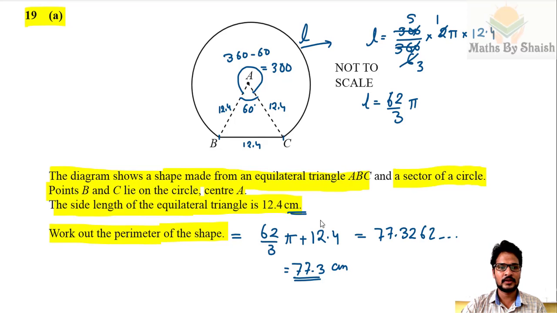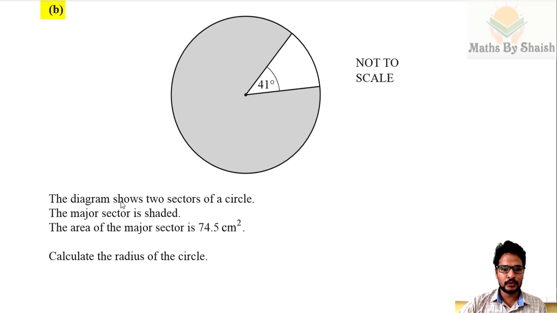Hope it is clear. Let's discuss the B part. Here's the B part. The diagram shows two sectors of a circle. We can see there are two sectors. The major sector is shaded. The area of the major sector is 74.5 centimeter square. This area is also given. We need to calculate the radius of the circle.